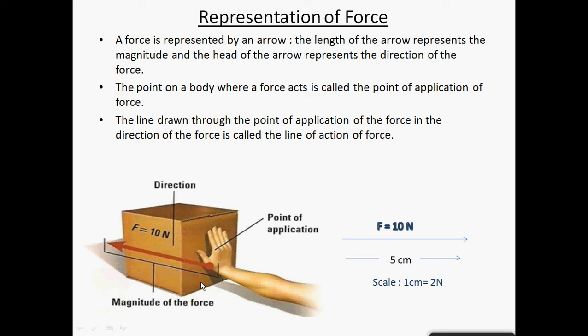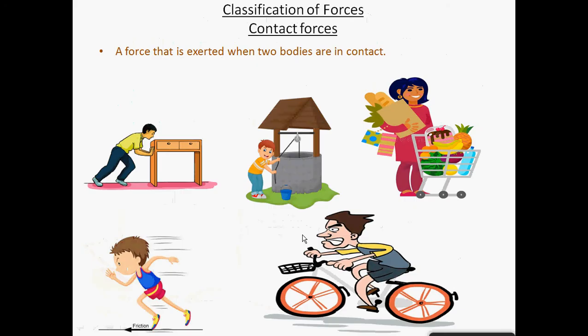So students, in this figure you can see this is the point at which the hand is in contact with the block. This is the point of application of force, and if we draw a straight line from this point in this direction, it will be the line of action of force. The length of this line is the magnitude of the force, which is indicated here, and the arrow pointing in this direction shows the direction of the force. So students, now we know how to represent the force.